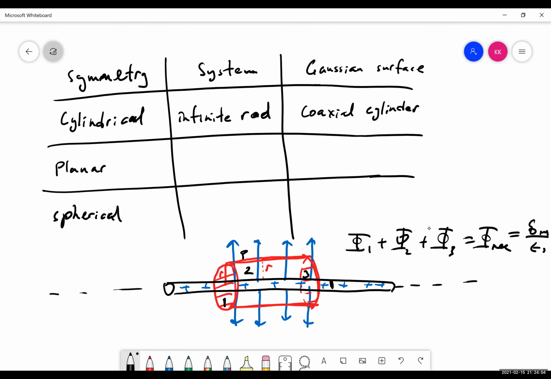All right, then I have planar symmetry, which is, let's say, some kind of infinite plane. And for that we use a Gaussian surface we call a pillbox.